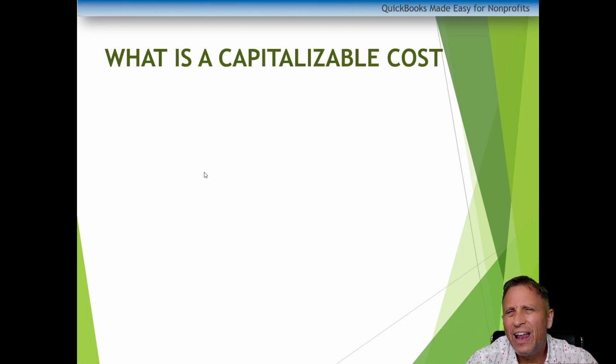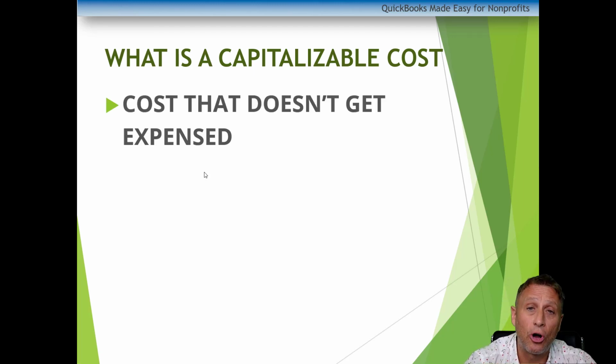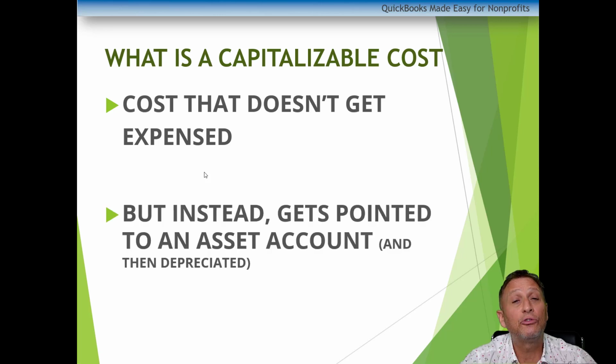So what exactly is a capitalizable cost? This is something that all businesses have to deal with, but I want to talk about the rules for nonprofits. First of all, a capitalizable cost is a cost, you spend money, but it doesn't get expensed like salaries or rent or travel. Instead, it gets pointed to an asset account, a fixed asset account that's on the balance sheet instead of the profit and loss, and then it gets depreciated.